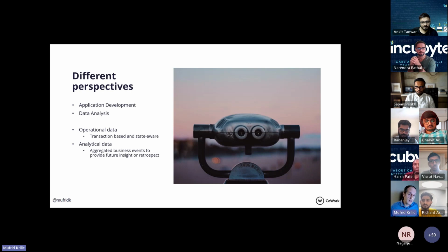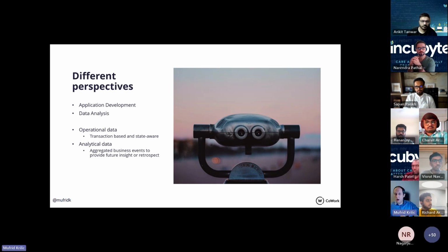However, on the analytical side, we want to introduce this notion of time. We want to aggregate business events and look ahead or backwards in time for future insight or retrospect. Meaning that state is less important. It's more like an aggregated state with respect to time. And this gives us a different perspective by default. We want to combine this.